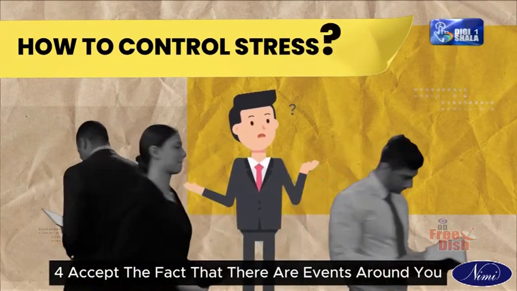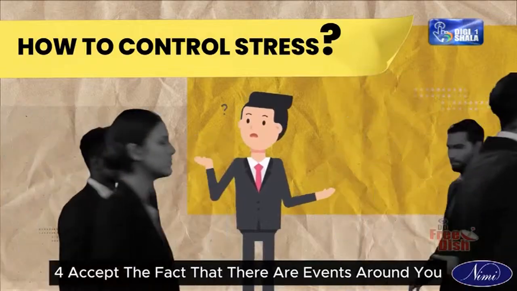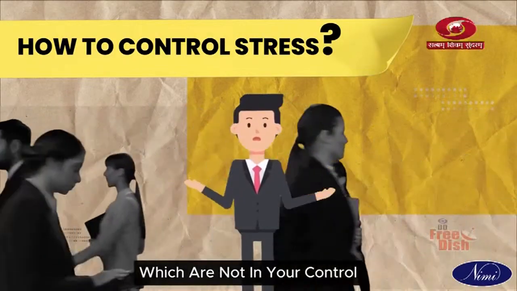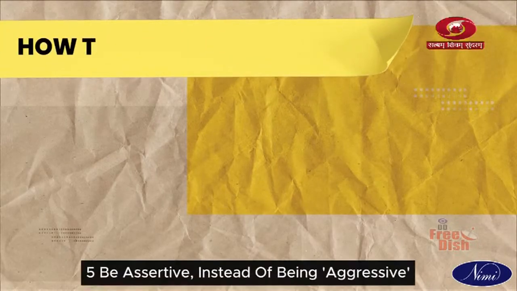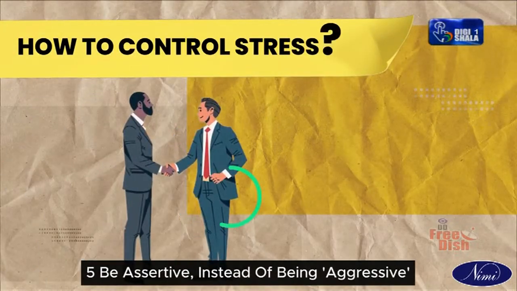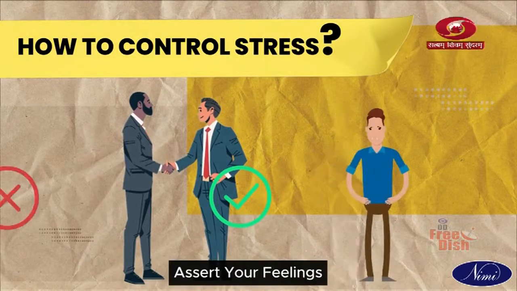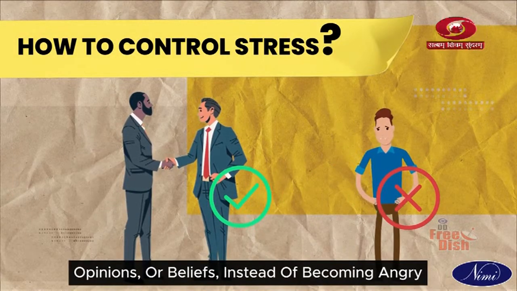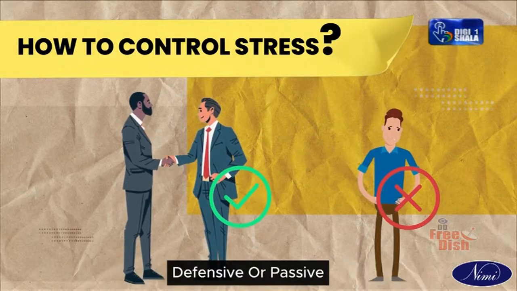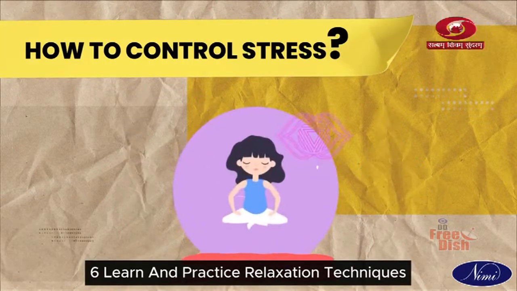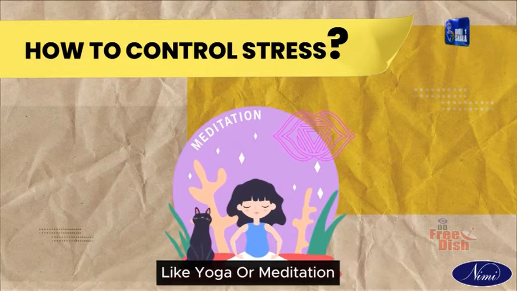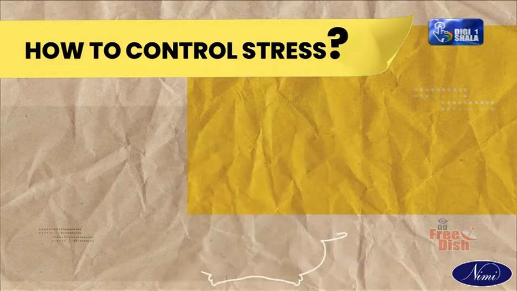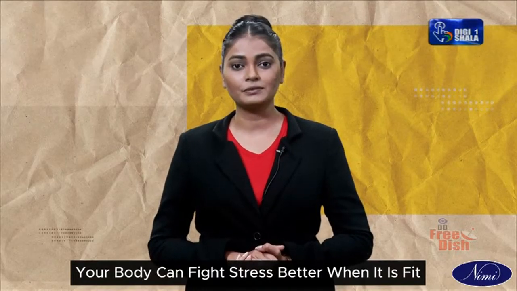4. Accept the fact that there are events around you which are not in your control. 5. Be assertive instead of being aggressive. Assert your feelings, opinions, or beliefs instead of becoming angry, defensive, or passive. 6. Learn and practice relaxation techniques like yoga or meditation. 7. Exercise regularly. Your body can fight stress better when it is fit.